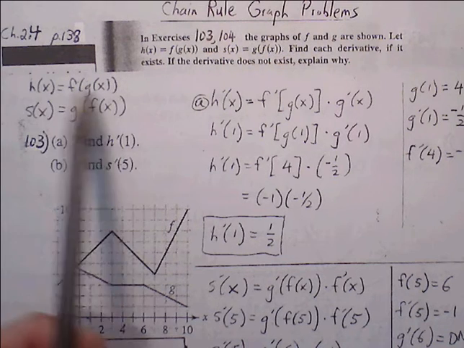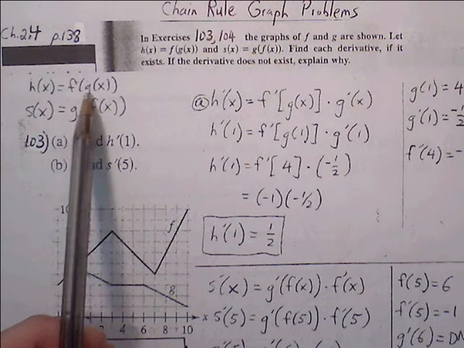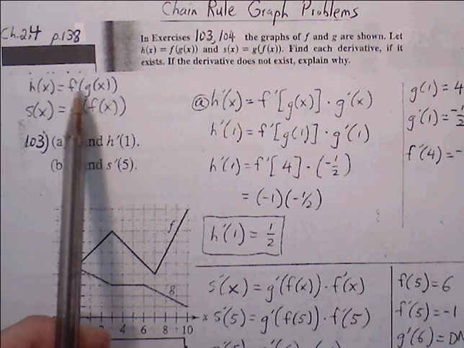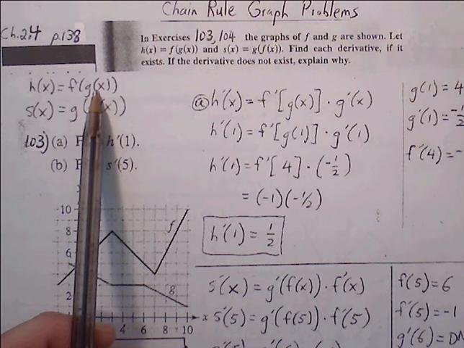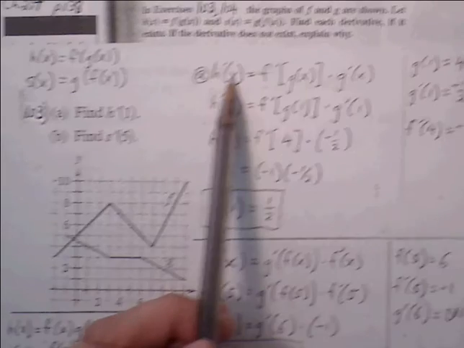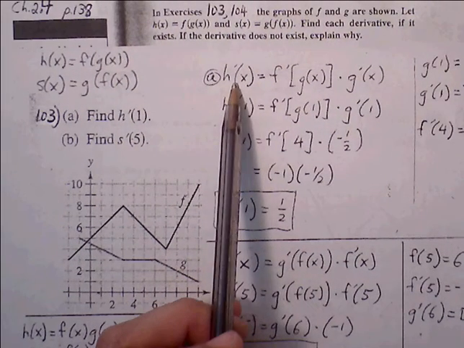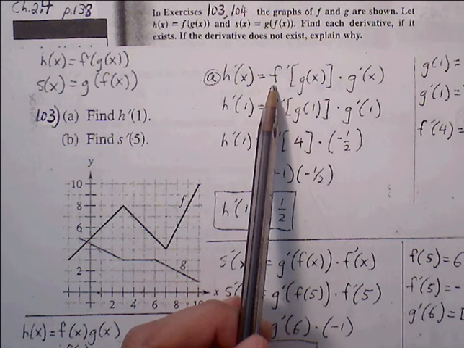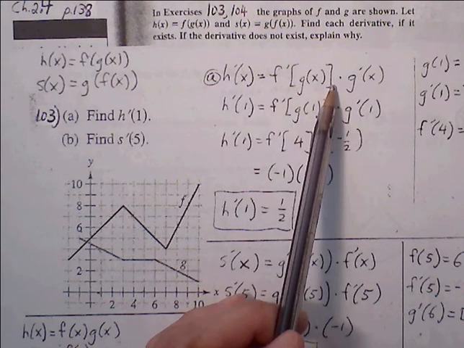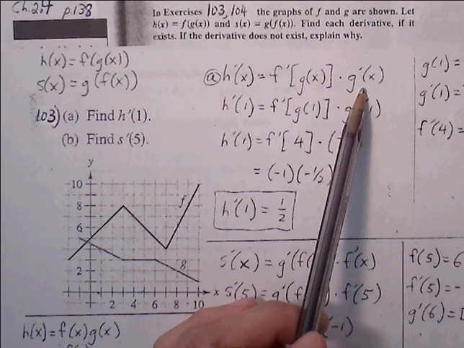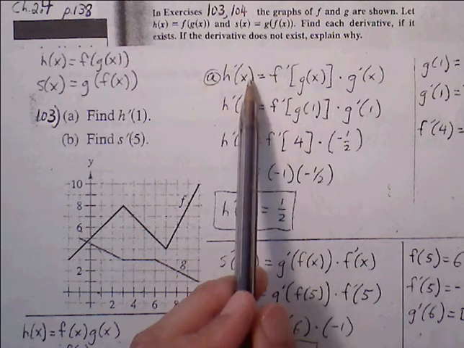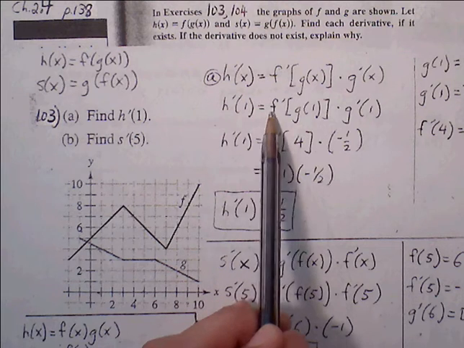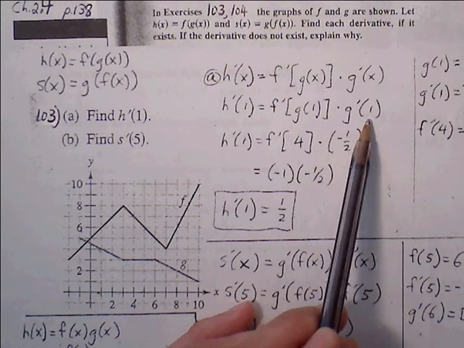If we want to find h prime of x, f of g of x is a composite function, so we have to involve the chain rule. The chain rule says to apply the outer function's derivative, then multiply by the inside function's derivative. So let's apply the chain rule to find h prime. H prime is equal to the outer function's derivative, so f prime of g of x, times the inside function's derivative, g prime. Next step, we want to evaluate h prime of 1. We're going to replace every x that we see with 1. So h prime of 1 would be equal to f prime of g of 1 times g prime of 1.